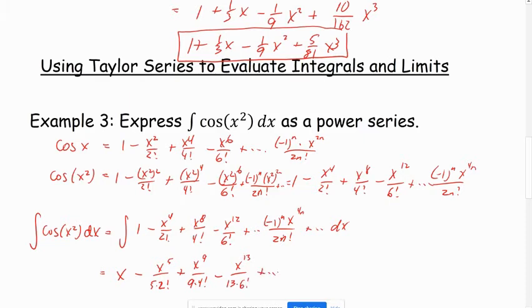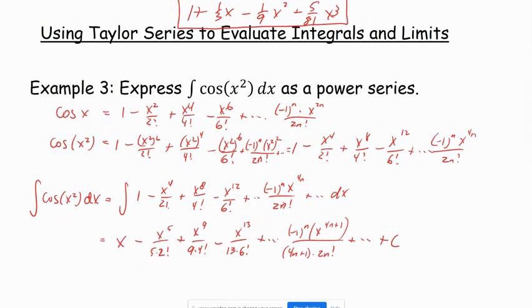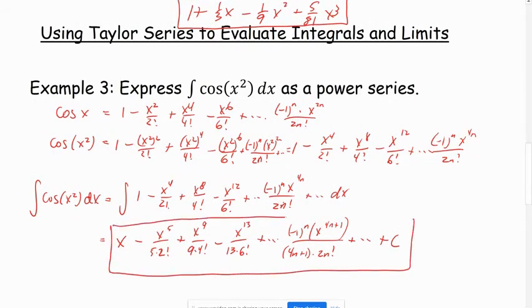So if we do the same thing to the general term, we're going to increase the power by 1, so that's x to the 4n plus 1 divided by 4n plus 1 times 2n factorial, and so on, plus any constant. So that is our antiderivative of cosine of x squared written as an infinite series.